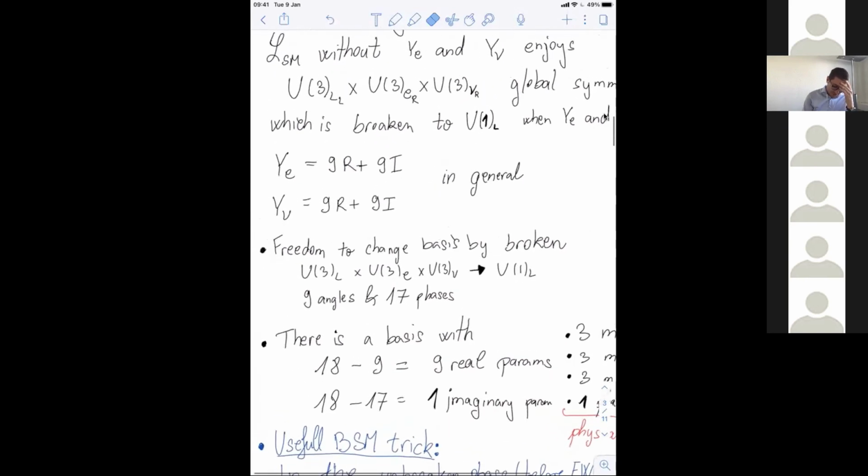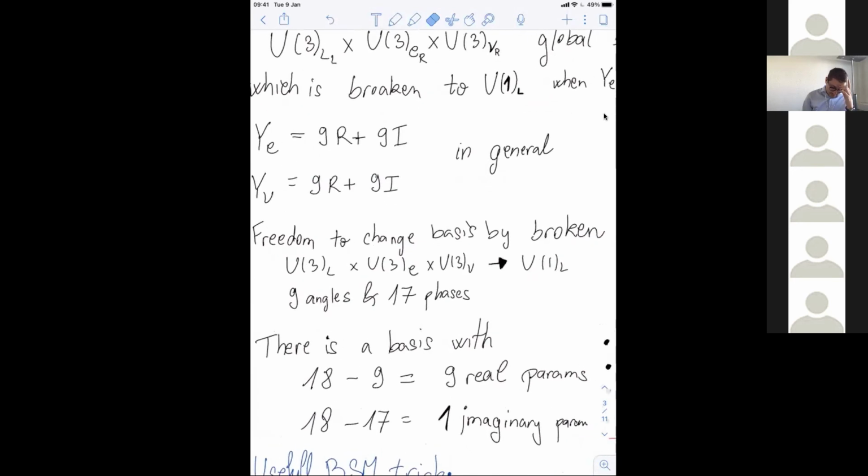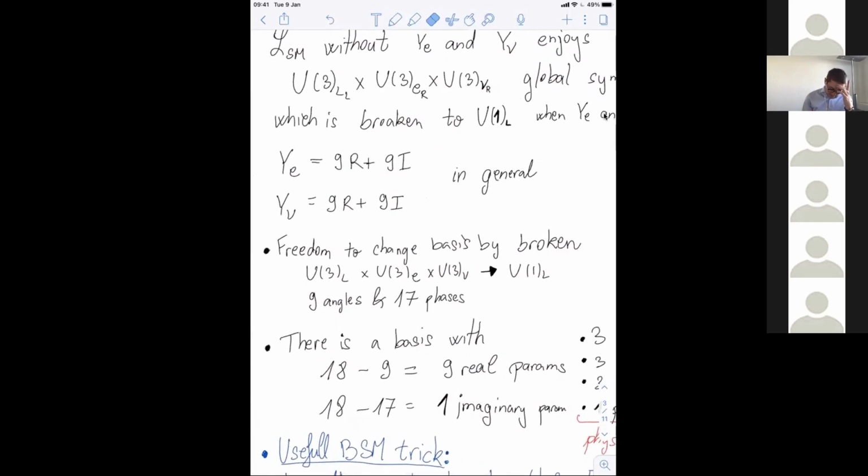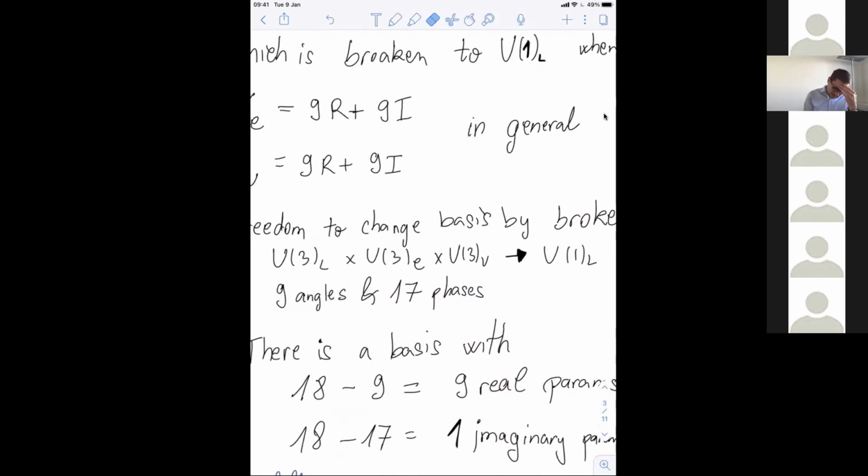So when you switch on Yukawas, well, you don't have to think about electroweak symmetry breaking at this point. You should just think of the flavor symmetry. So you have the Lagrangian, and you first remove the Yukawa interactions. And without Yukawa interactions, you have the flavor symmetry, the big one, which is U3 cubed. And then you put in the Yukawa interactions, and then you see that it will break it down to the lepton number. Lepton number meaning the same phase to all the fields, and that one is still a symmetry. And then you see that you have nine angles and 17 phases, which correspond to the broken generators. So these are broken generators of the big global group.